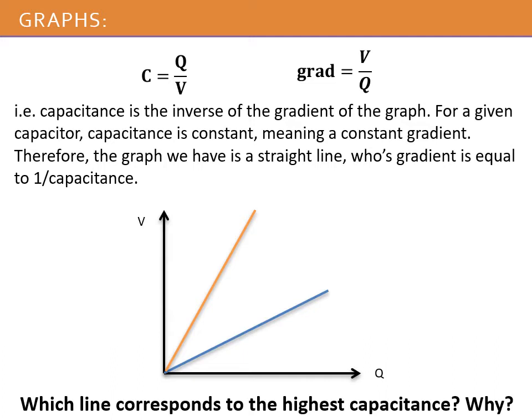So what do you think? Which line corresponds to the highest capacitance and why? You can pause the video and think of which has the higher capacity and which has the lower. Well done if you get the right answer. So the steeper it is, the lower the capacitance. As I told you, the capacitance is the inverse of the gradient of the graph. Usually we say the steeper it is, the higher value it has. But in this case, because this is the inverse of the gradient, the steeper it is, the lower capacitance it has, and the less steep it is, the higher capacitance it has.